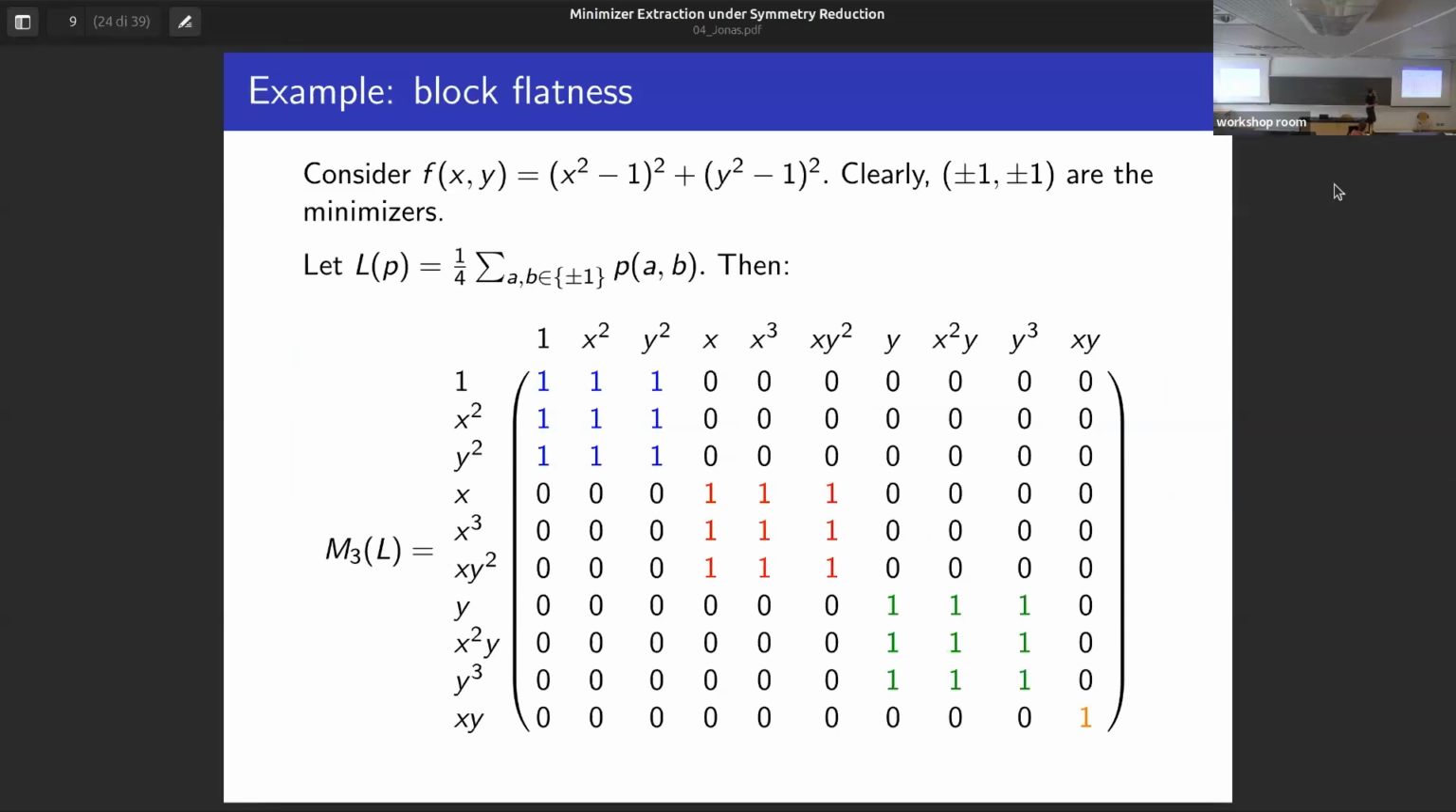Okay, so here's another example to see block flatness in action. Now we have two variables, x and y, but still things are invariant under symmetry in the two variables. The minimizers are clearly plus minus 1 and plus minus 1. And if you look at the linear function, it just plugs in those points. What you get is this moment matrix, which is as expected block diagonal, and you get that for the classic moment matrix flatness holds, as well as for all the individual blocks.